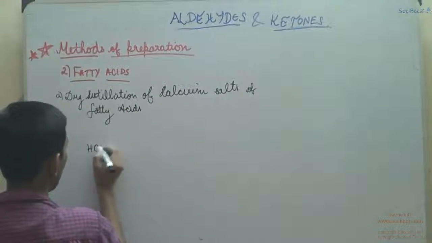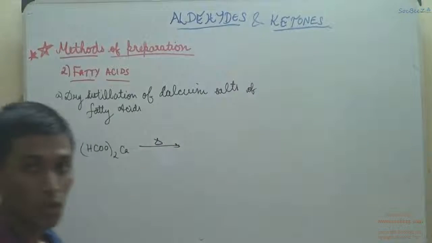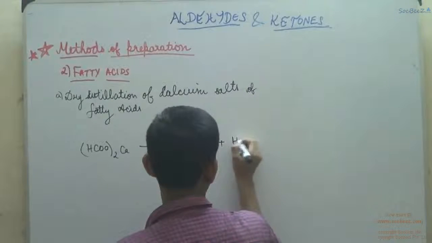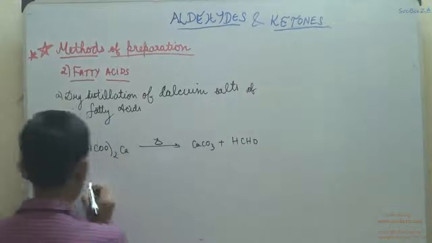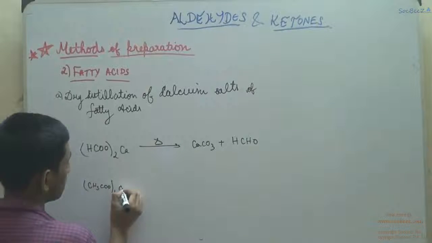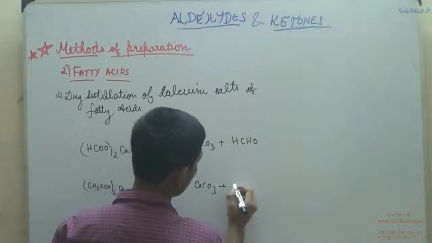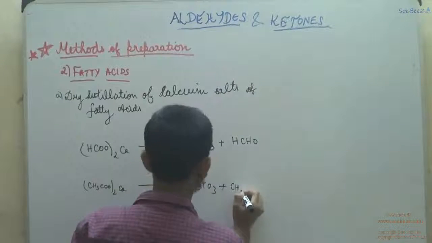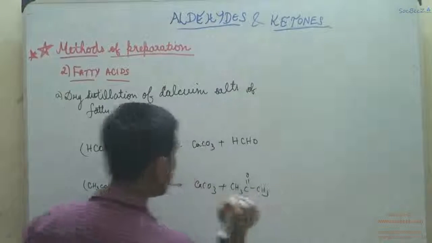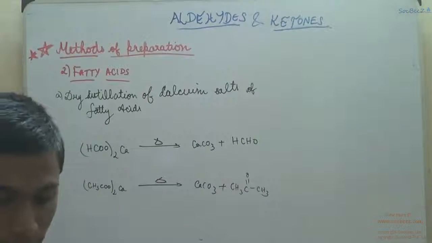Let me take calcium formate. On heating, dry distillation, you get calcium carbonate plus formaldehyde. If you take calcium acetate, again dry distillation, you get calcium carbonate plus your ketone, which is, what is this? Your acetone.